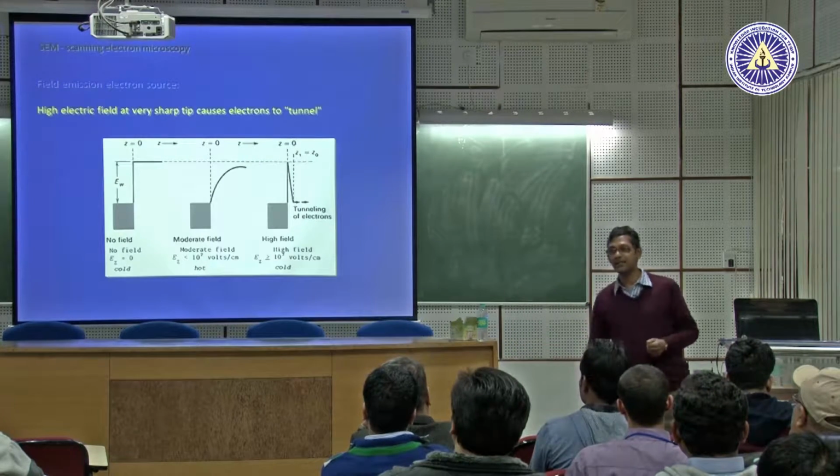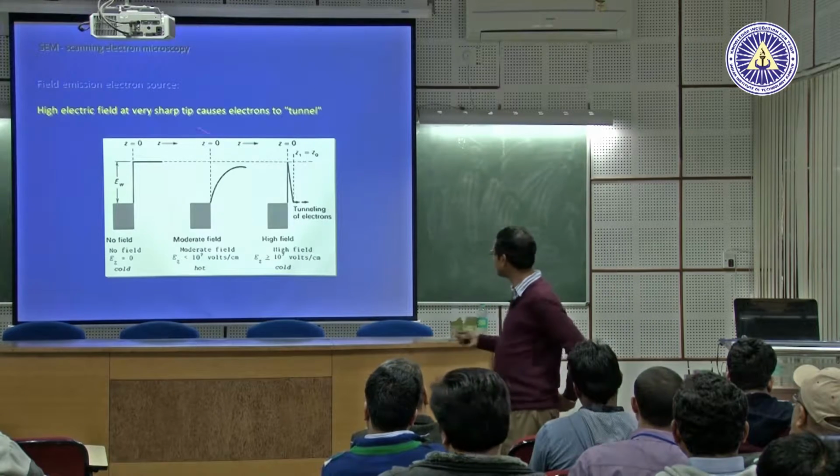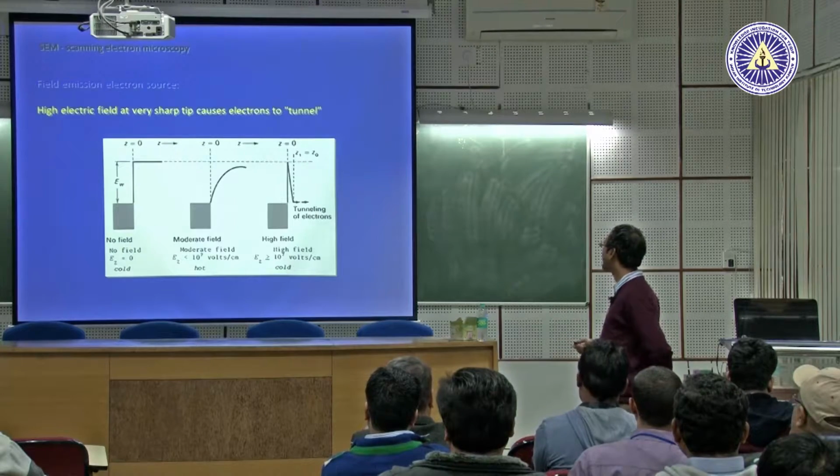We simply drag the electron out. But the question is that you have to pay money. Each of these guns costs about 1 crore. It's very expensive. Why?